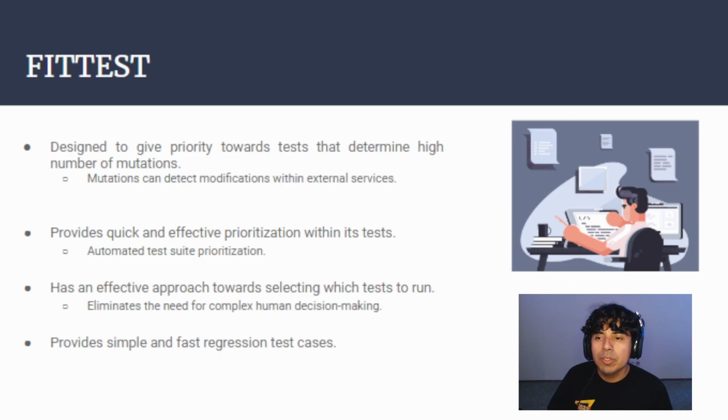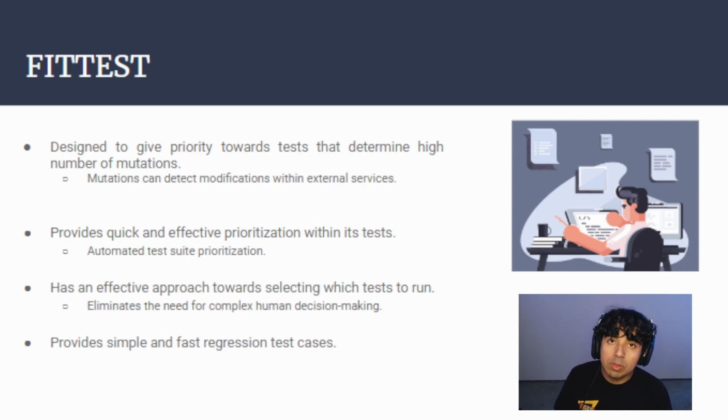Alright, and the next approach is known as FIT test, and this one was made to give priority towards tests that could find out whichever number has the most mutations in it. And the reason we want to figure out which ones have the most mutations is because these have more possibilities of finding out whether there are any modifications done within several external services.